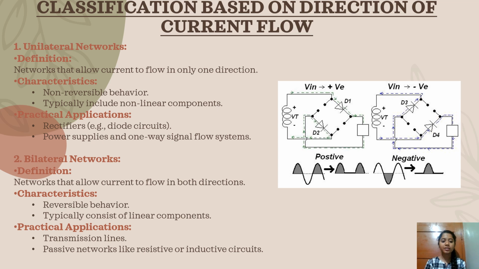Then the second type is bilateral networks. So these are networks that allow current to flow in both directions, and the characteristics are reversible in behavior and typically consist of linear components. So the practical applications of these bilateral networks are they are used in transmission lines and in passive networks like resistive or inductive circuits.